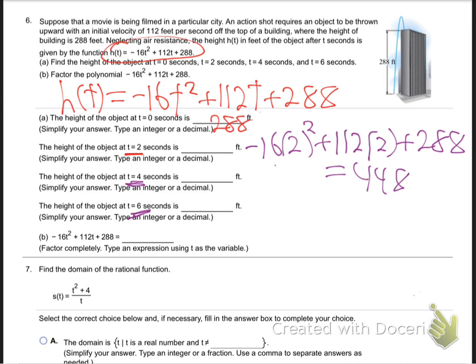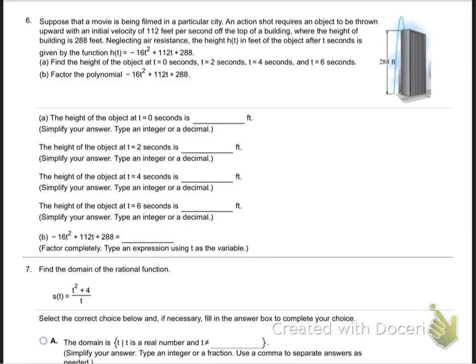Part B says, so they want me to take that function. Let me just go fresh screen like this. They want me to take this function, minus 16t squared plus 112t plus 288. And they want me to factor completely. We had a whole chapter on factoring. You guys are lean, mean factoring machines now, right? Can you factor that thing? Remember how to do the parentheses, take out what's in common? It's kind of a hard one, though.